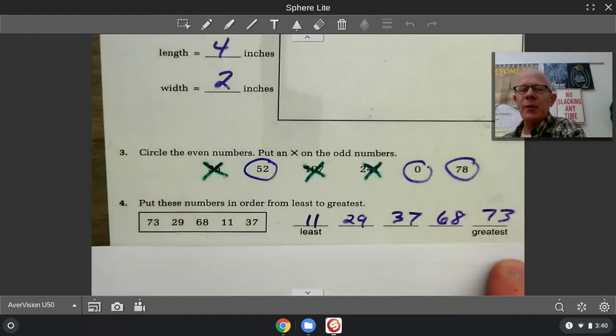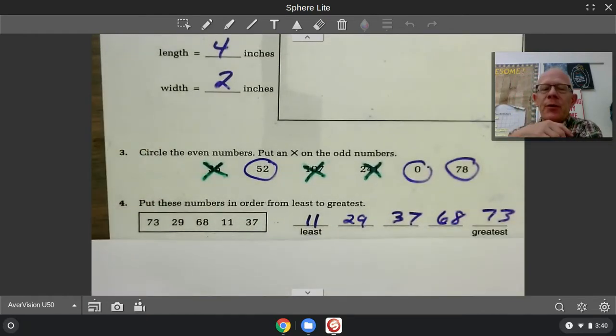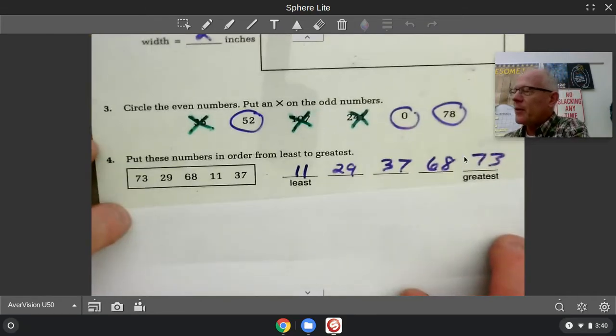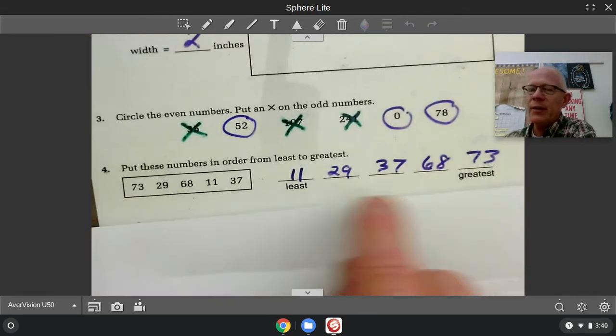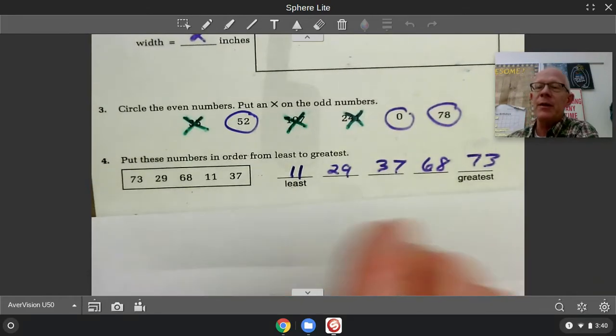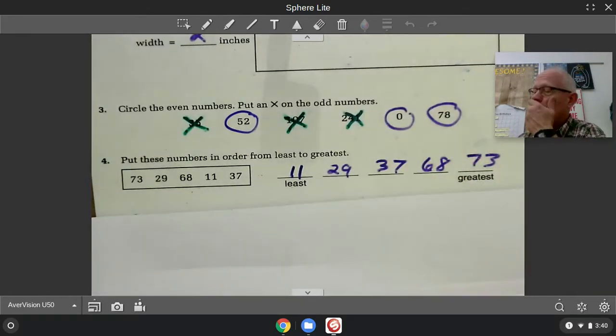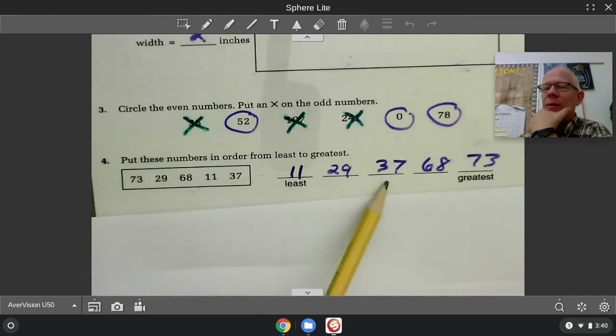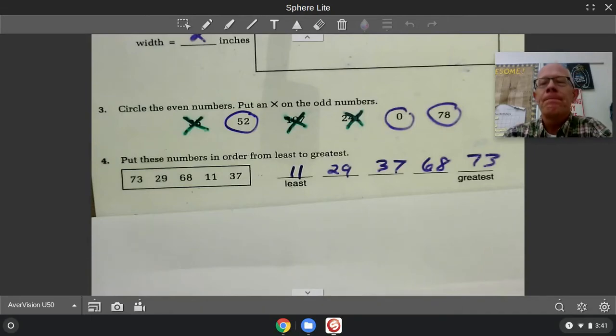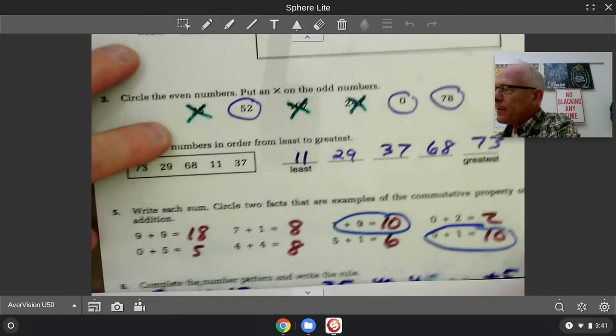This is from a lesson we did last week. Put these numbers in order from the least to the greatest. You got to be careful that you read the directions because this says least to the greatest. Sometimes a question might say from the greatest to the least. Well, I put them in order. Smallest one is 11, then 29, then 37, then 68, then 73. Good. Next one.